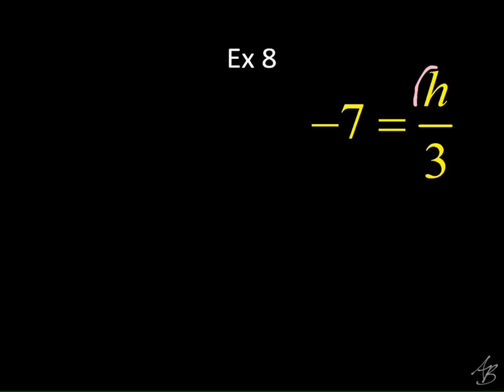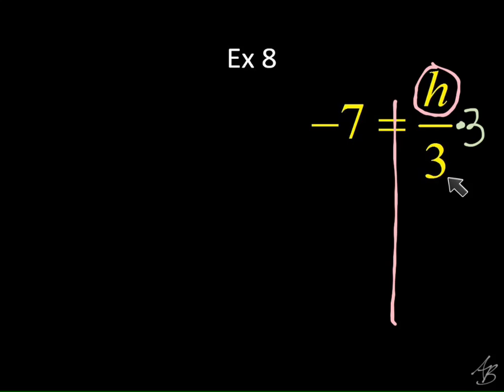Example 8. So we have negative 7 equals h over 3. I think this one's going to be pretty easy, I hope. So I want to get the h by itself, so I'll circle it, draw the line through the equal sign. And to get the h by itself, I need to get rid of what? The 3. All right, so what's the opposite of dividing by 3? Multiply by 3. So I'm going to multiply by 3 there.